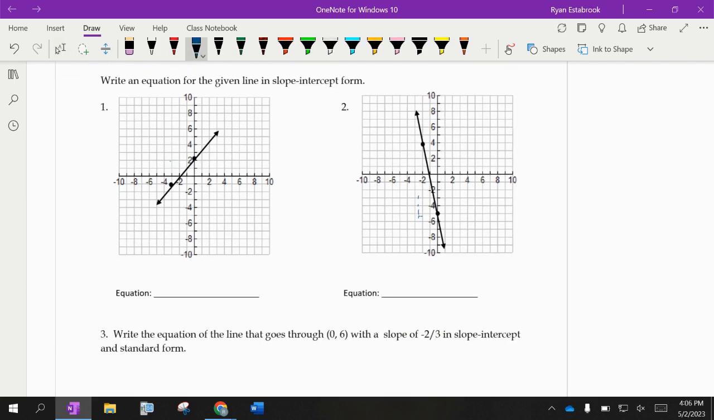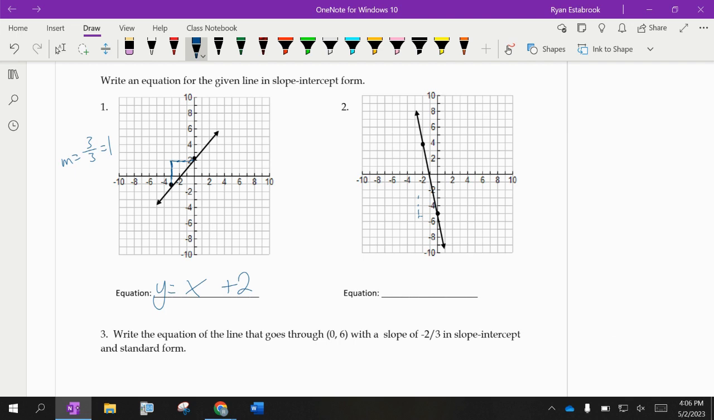Here is our graph given to us, and we're supposed to write the equation of the line. So I notice right away that there's a y-intercept at 2. So y equals, plus 2 at the end. The slope is up 1, 2, 3 over 1, 2, 3. So the slope is rise over run. We can simplify that to 1. So y equals 1x plus 2.